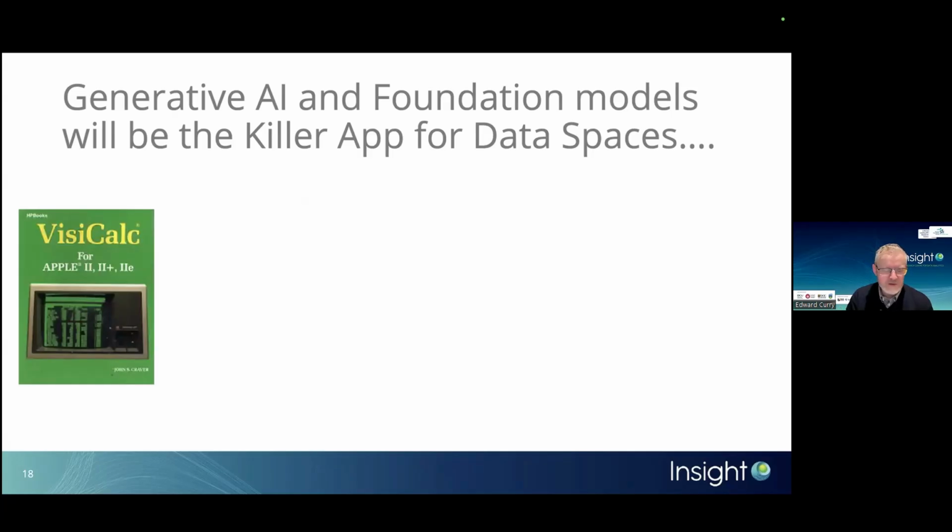I can't see the room, but I'm sure maybe one or two people might have used VisiCalc in the room. VisiCalc was basically the first spreadsheet software, and it was the killer app for the Apple II. Basically, this was the software that drove an awful lot of sales for Apple II.